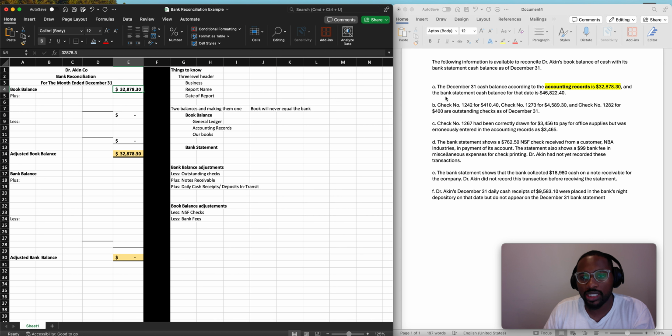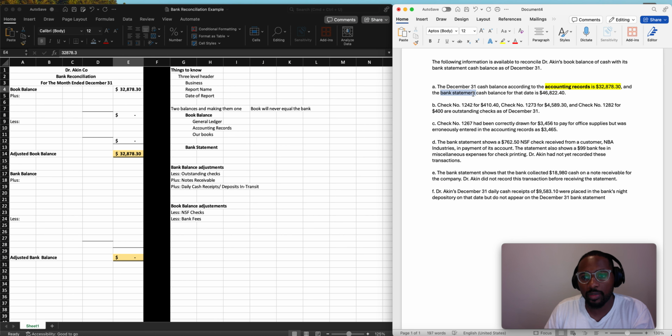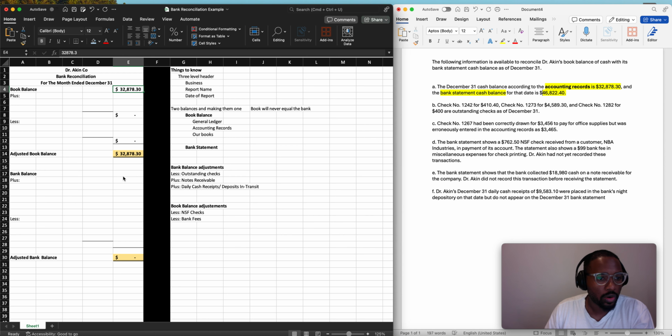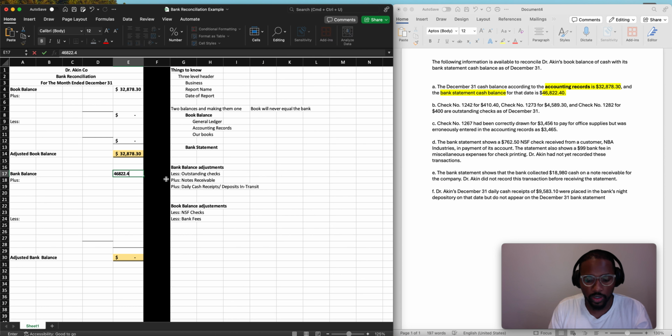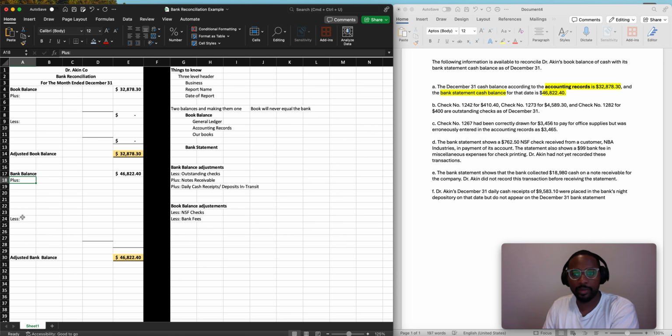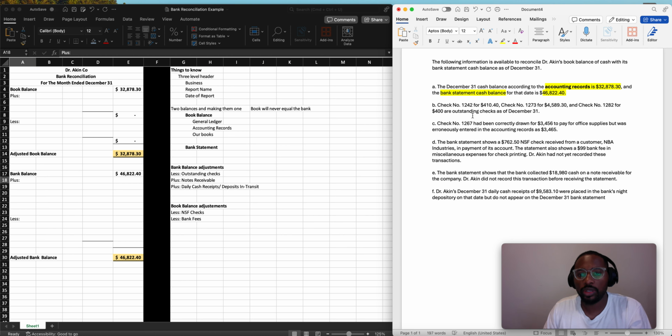All right, more to the point, it says, and the bank statement cash balance, so we want to highlight that, which is 46,822.40. So let's go ahead and put that under bank. We're going to put 46,822.40, right? So now you see, right now they don't agree. So we have to add some things, subtract some things to make sure that this equals this, right? And we have to do the same here. So how do we do that?